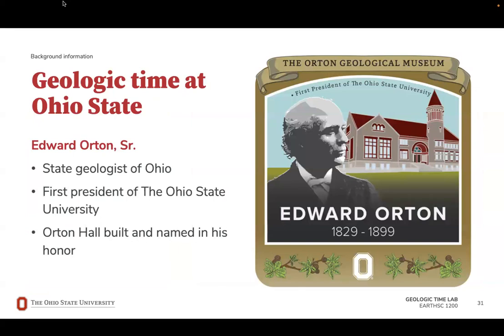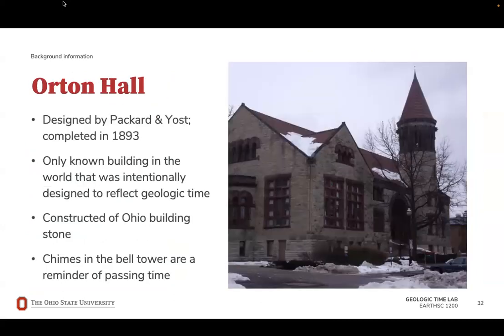We have a wonderful example of geologic time here at Ohio State that you might not know about. The first president of this university was Edward Orton Sr. He was the state geologist of Ohio and commissioned the construction of a new geology building, which was later named Orton Hall in his honor. Orton Hall is one of the most iconic buildings on our campus and is even on the National Register of Historic Places. Orton Hall was designed by the famous architectural firm Packard and Yost and was completed in 1893. Orton Hall is the only known building in the world that was intentionally designed to reflect geologic time.